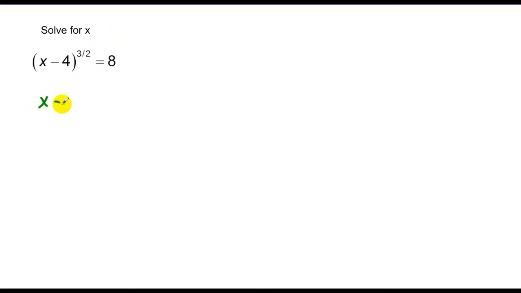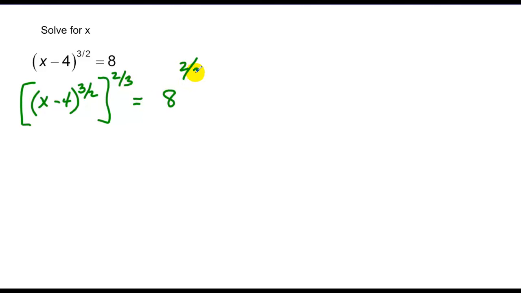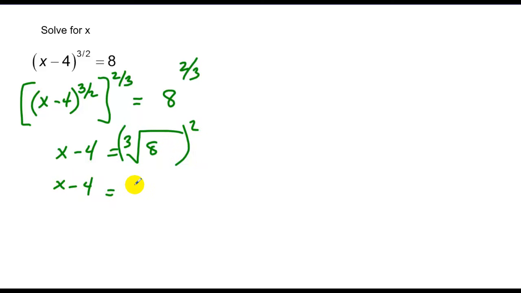So in this case, I take the quantity to the 3/2 power and raise that to the 2/3 power. Now whatever I do to one side, I must do to the other side. The left side of this equation goes to x minus 4 raised to the first power. The right side goes to the cube root of 8 squared. So I have x minus 4 is equal to 2 squared, or x minus 4 is 4, so x equals 8.